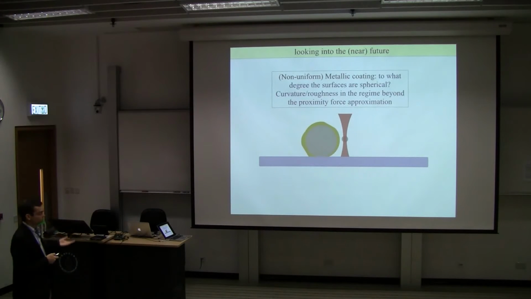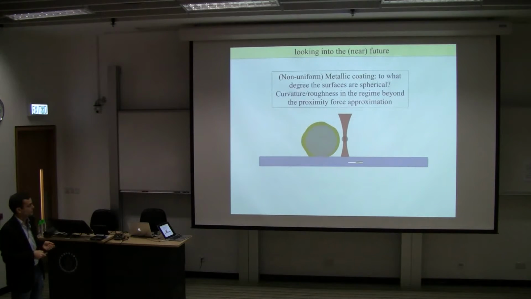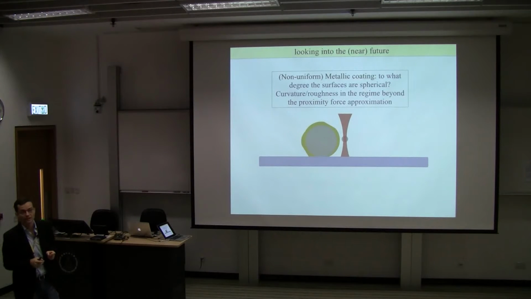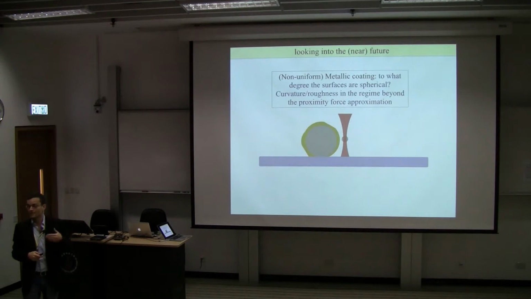Another issue: we want to have a better Casimir signal. One possibility is that the sphere sitting on top of the cover slip should not necessarily be dielectric, it could be metallic. So we can make a metallic coating. But you have to be careful that this coating must be very uniform, and this is related to the fact that I'm in a beyond PFA regime.